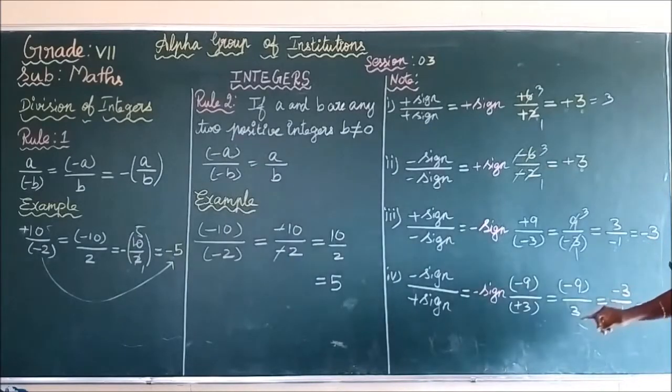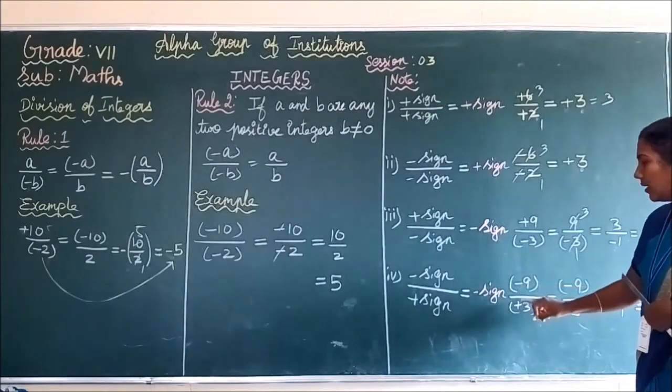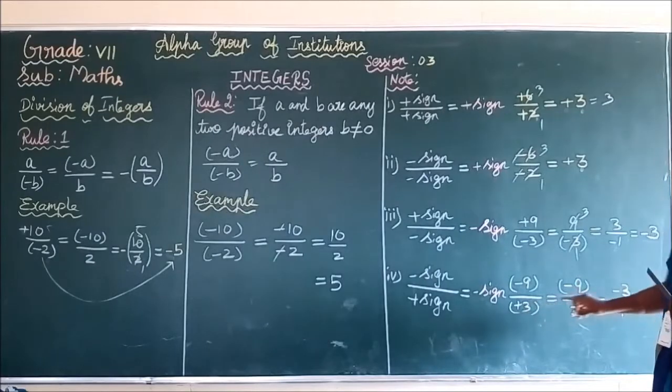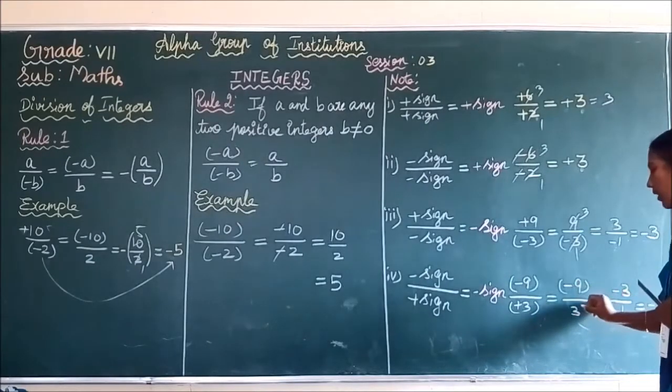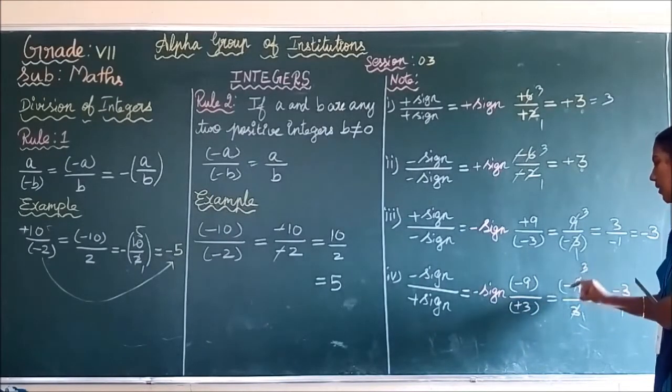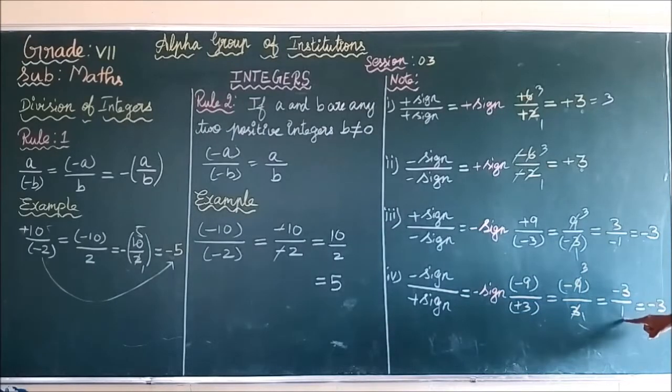It's clear children. See the next one. Minus 9 divided by plus 3. Now we are going to cancel minus 9 by 3. 1 three is 3, 3 threes are 9, that is minus 3 by plus 1. In the denominator we have 1, so we leave it. Thus we get the answer minus 3.